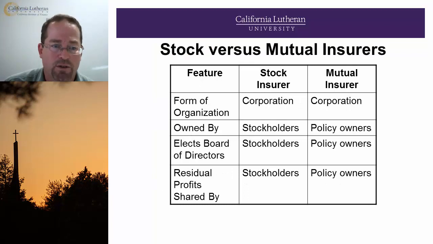The chart below shows various features of both stock and mutual insurers. So, on the left side, as far as the form of organization, in both instances, they are corporations. Ownership on the stock side is the stockholders. On the mutual side are the policyholders. Regarding the election of the board of directors, again, stockholder meetings for the stock insurers and the policyholders for the mutuals. Residual profits are shared by the stockholders in the stock companies and the policy owners in the mutual.